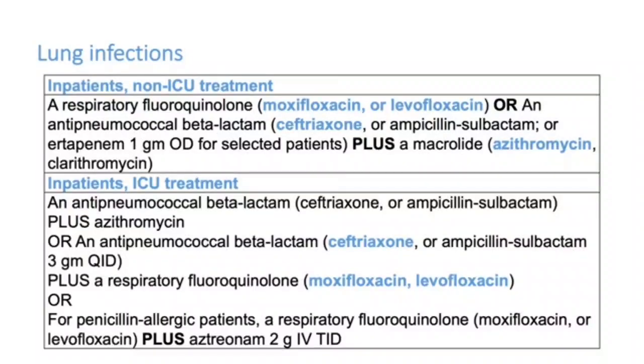It's a third generation cephalosporin. You can give 2 gram IV OD, start from the ER and continue in ICU. Alternative drugs are ampicillin sulbactam, and again moxifloxacin or levofloxacin IV can also be given. If the patient has a severe infection, meropenem may be required. 1 gram TID is the dose.